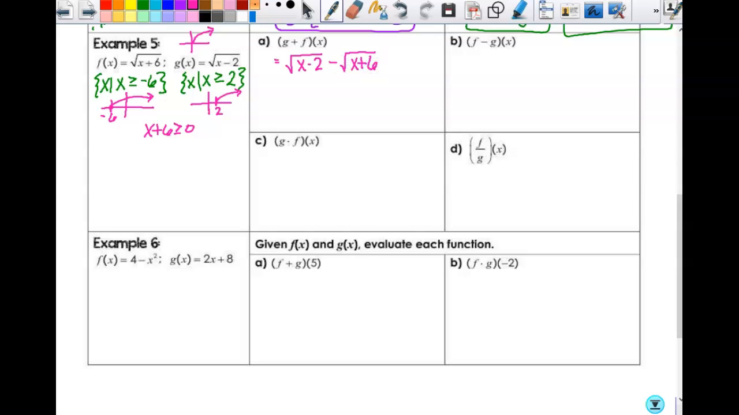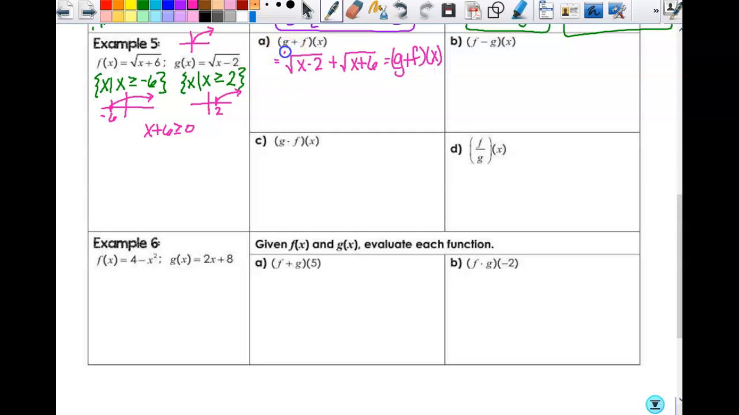What did I do? Oh, plus. Oh, my goodness. Okay, there we go. Thank you. We're adding. I even said adding, and then I subtracted. Okay, so I'm adding those together. Can I actually combine anything? No, I can't. That's it. So I'm done. This is g plus f of x.